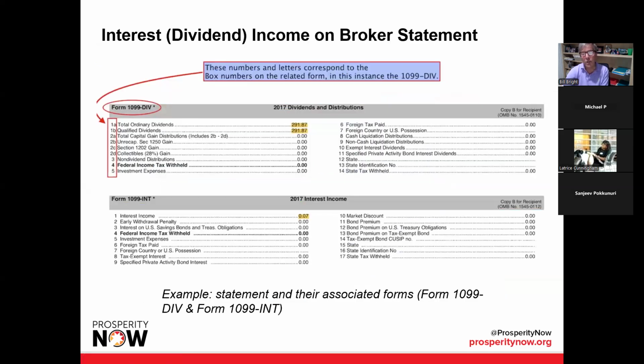This is another way to show your interest received. It would be a 1099 composite, which shows both dividends and other distributions. As you can see there's Section 1202 gain, there's foreign tax paid, there's other non-cash liquidations. Some people who have brokerage accounts, some of these will be filled in. And then at the bottom there on the other one, there's a little bit of interest income as well, which is less than $1, so we don't have to report that.